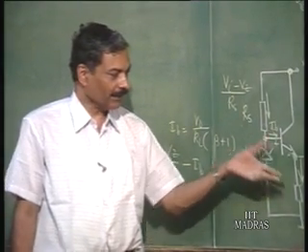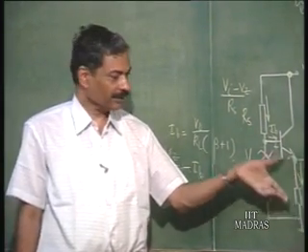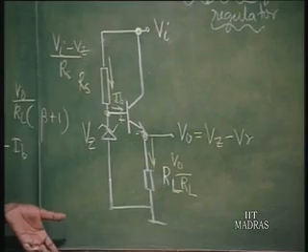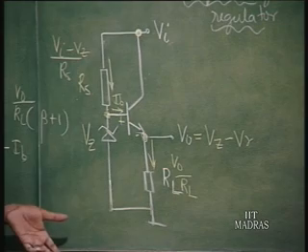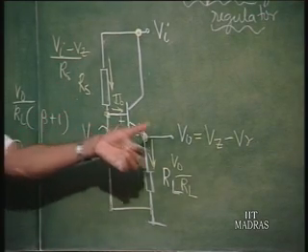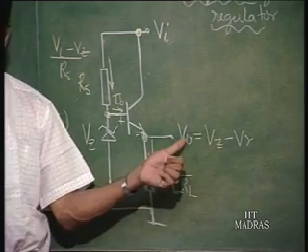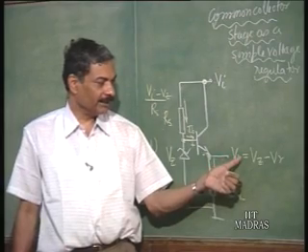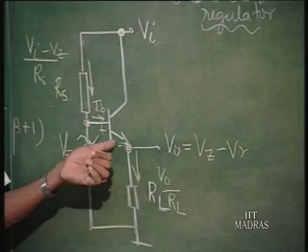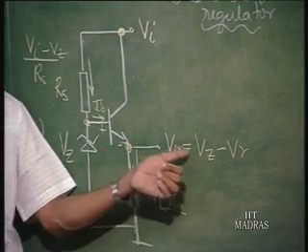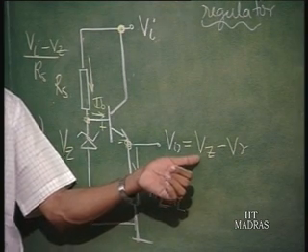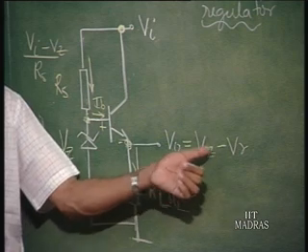If you permit large variation in load resistance directly across the Zener, then there will be large variation in the Zener voltage, and therefore, Zener regulation gets affected, consequently output voltage will change. So, please see that by putting a current amplifier like this, we have been able to get better regulation than the ordinary Zener regulator. V naught is equal to V Z minus V gamma.